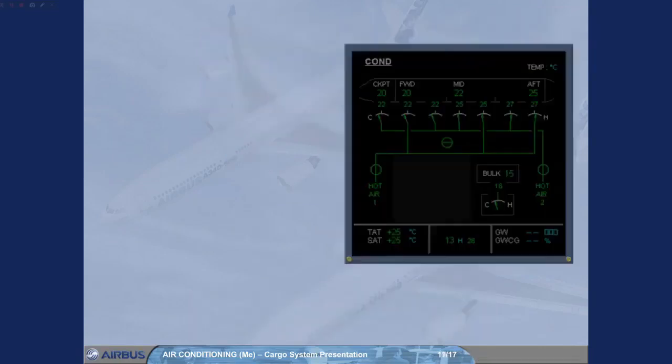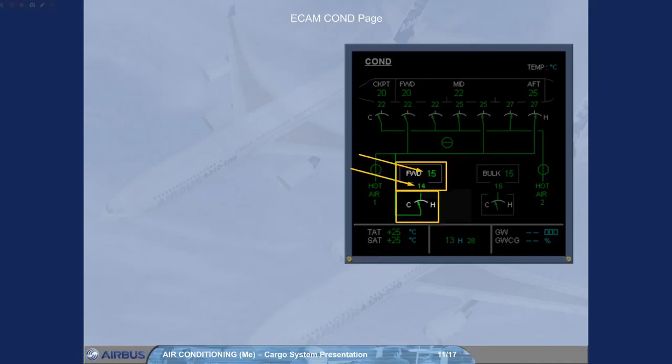The forward cargo indications can also be displayed on the COND page. They are: if the heating is installed, the forward cargo temperature indications, which are the duct inlet temperature and the ambient temperature, and the trim air valve indication. And if the cooling is installed, the cold air valve indications, which can be partially open, fully open, or fully closed. Note: like the bulk cargo, all the isolation valves are not represented on the ECAM.